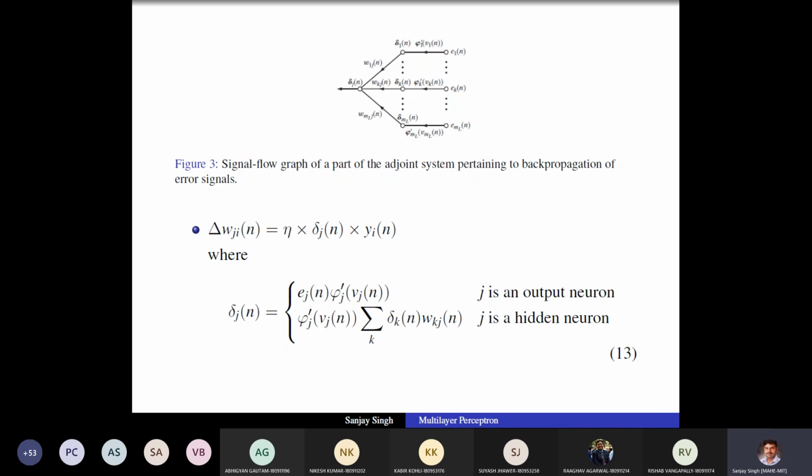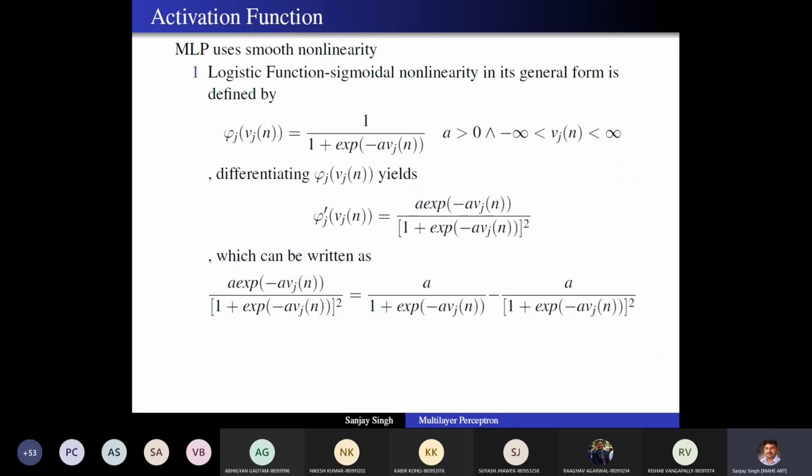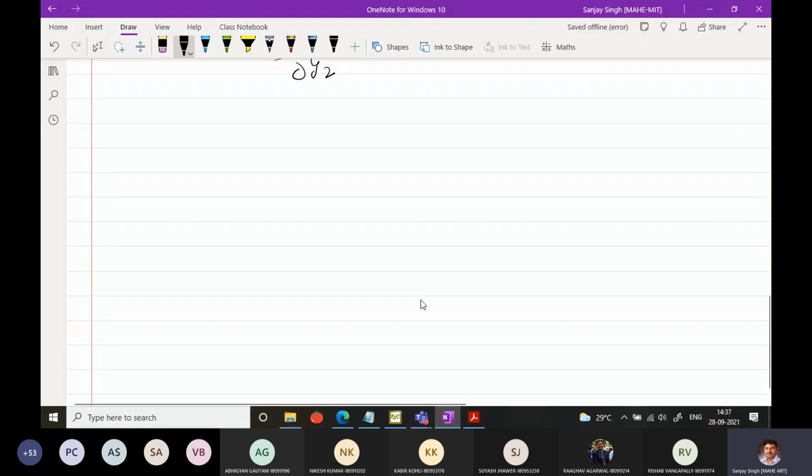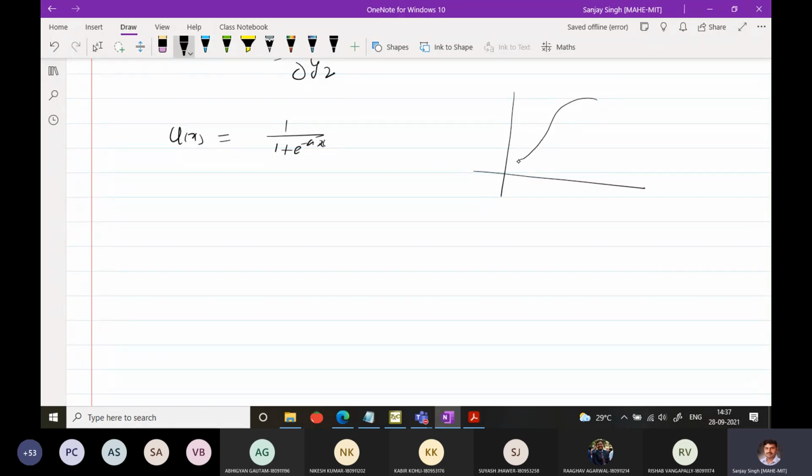We'll modify all these things, considering these two scenarios. Let me consider the sigmoid function first. The sigmoid function looks very complicated, but it is very straightforward. If I say phi of x, it is nothing but 1 over 1 plus e raised to minus ax, where a is some scaling factor. We have already seen that it looks like an S-shaped function, and this a is the steepness of this particular curve.